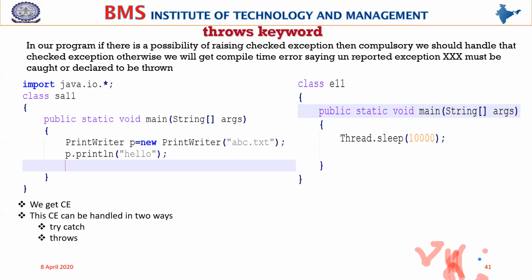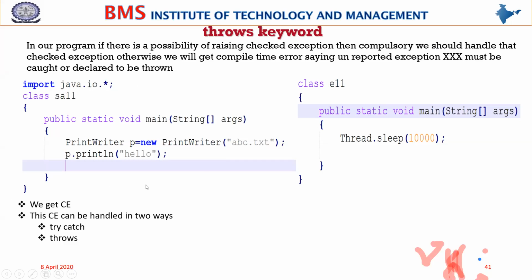If the statements you write have a chance of raising a checked exception, then it is compulsory for the programmer to handle those checked exceptions. Otherwise we are going to get a compile time error saying that exception, for example XXX, must be caught or declared. So if you don't handle the checked exceptions raised by your program, you will definitely get the compilation time error. So how do we handle those checked exceptions?